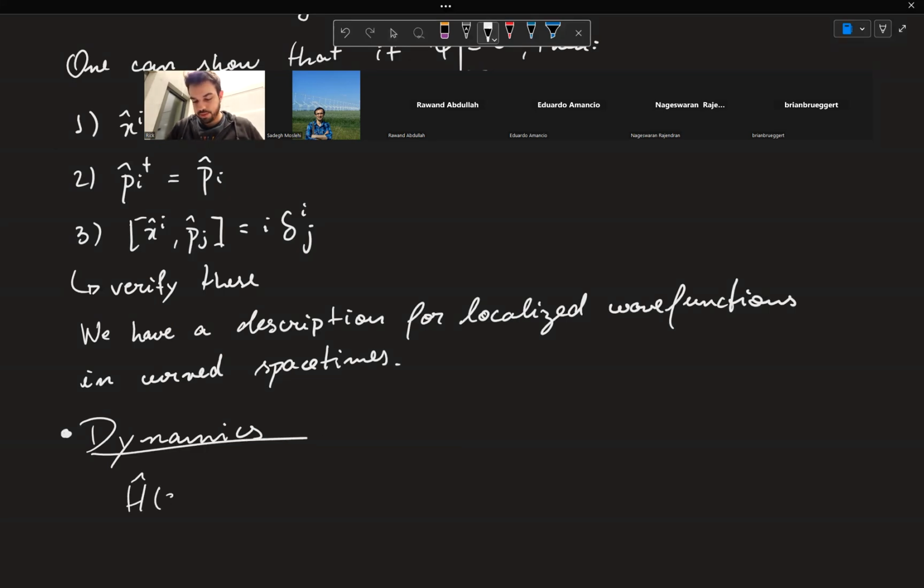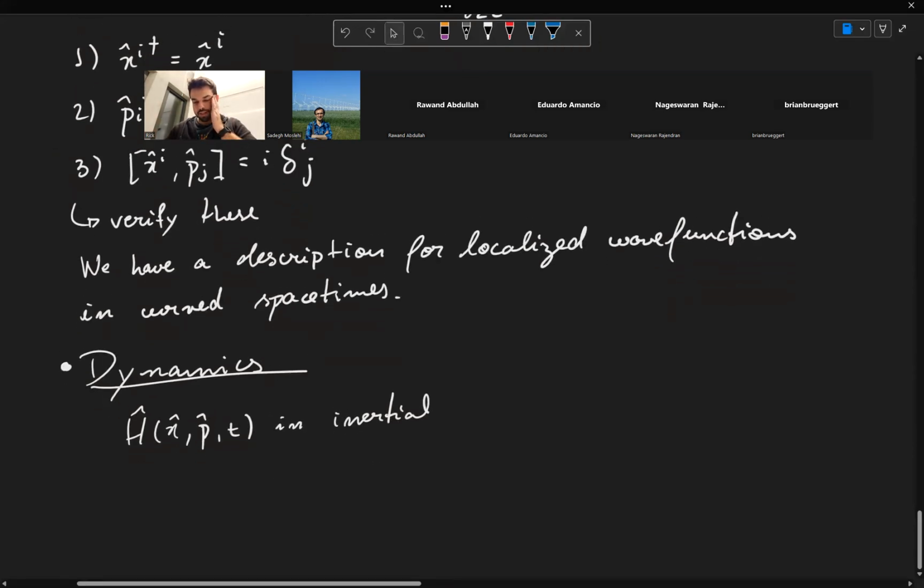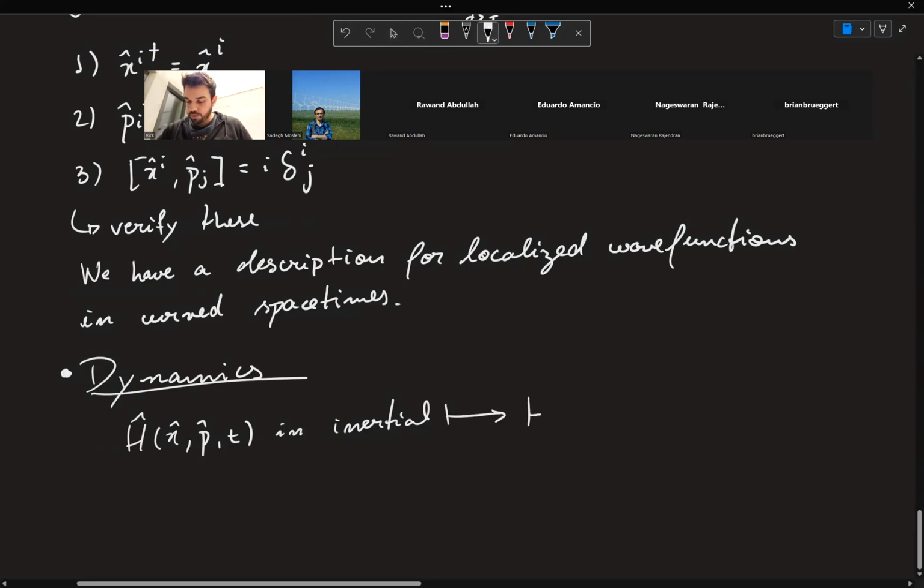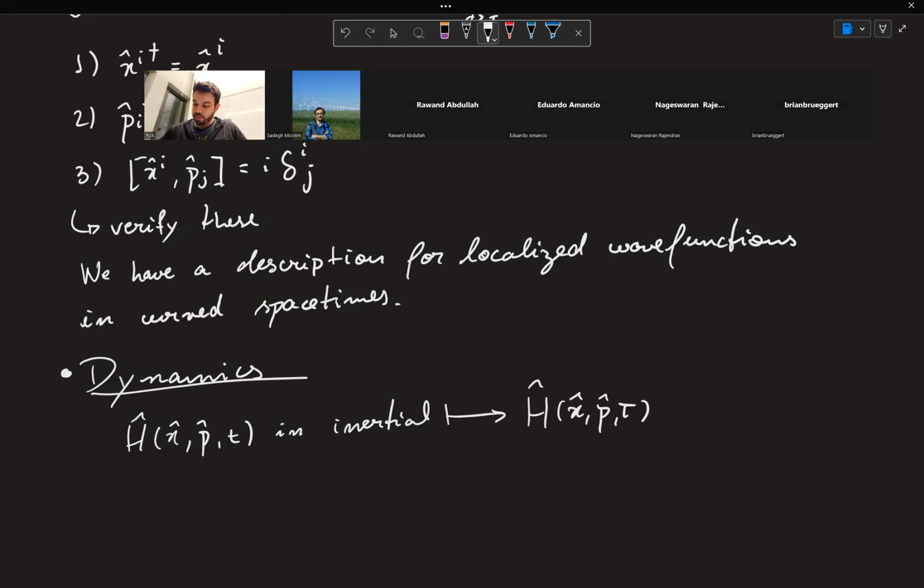what we're going to do is, if we had this in inertia or in the truly non-relativistic description from before, look at the Hamiltonian h of x, p, tau, reinterpreted. So the idea here is this becomes the x operator from above, from the Fermi normal coordinates, and this is the p from above, and this is the proper time.